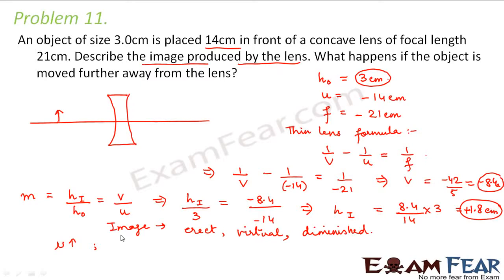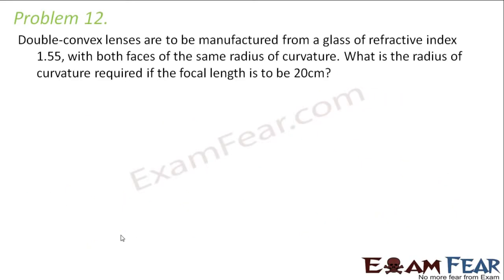Let us go ahead to the next problem, which says double convex lenses are to be manufactured from a glass of refractive index 1.55 with both faces of the same radius of curvature. What is the radius of curvature required if the focal length is to be 20 centimeters? It says that you have got two spherical surfaces. Then you have to make a double convex lens with that. It is given that the radii of curvature of both the surfaces are the same.